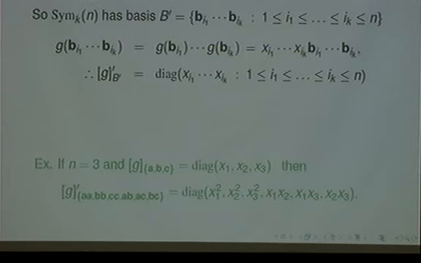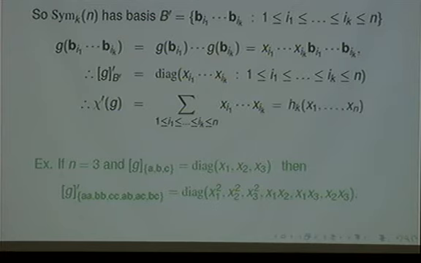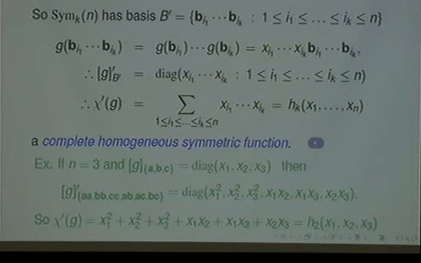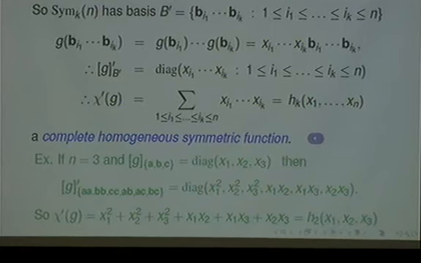Right? So when I sum these guys up and finally take the trace, I get the sum of all possible monomials I can get by taking k of the x1 through xn. And that is known as a complete homogeneous symmetric function, h sub k. So here we would get, right? h2 of x1 through x3 would be the sum of all monomials of degree 2 that you can get using the variables x1, x2, and x3. So you get the squares, and then you get the products of two distinct ones.